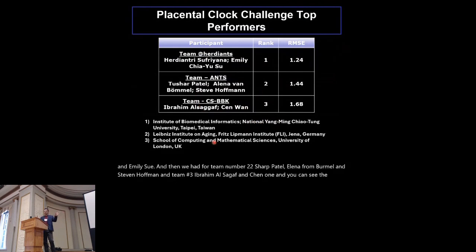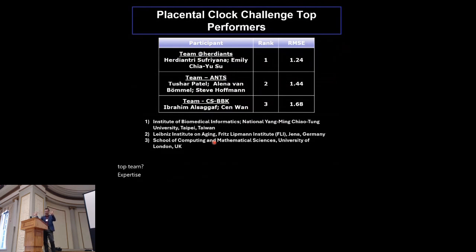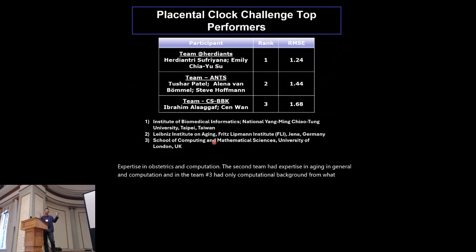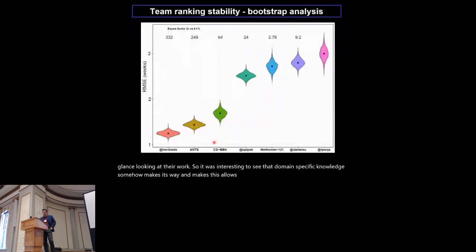I would want to make a general comment here that is of interest. The top team had expertise in obstetrics and computation. The second team had expertise in aging in general and computation. And team number 3 had only a computational background, from what I could glance looking at their work. So it was interesting to see that domain-specific knowledge somehow makes its way and allows for better models to be found.